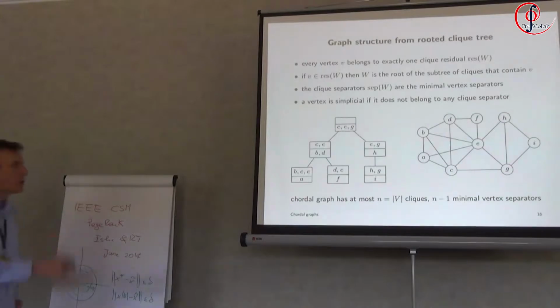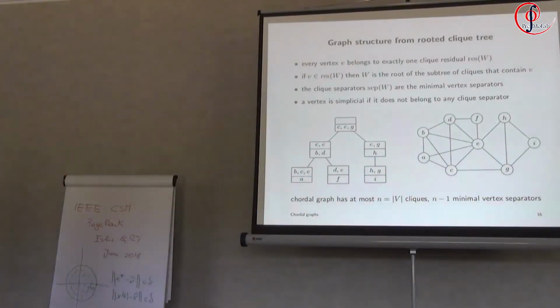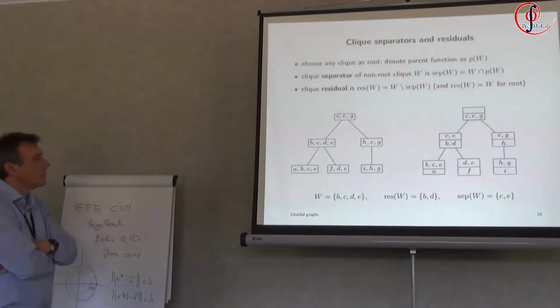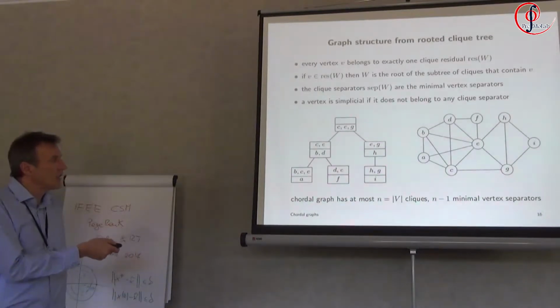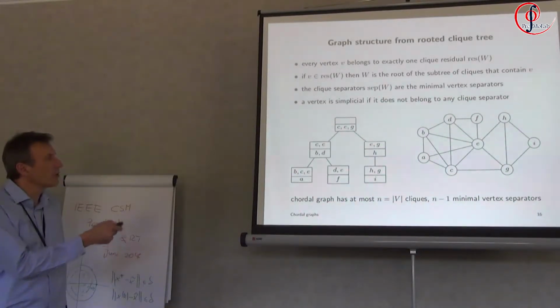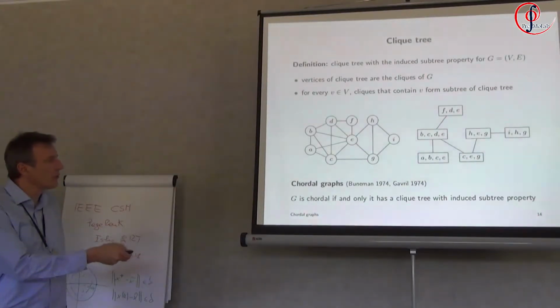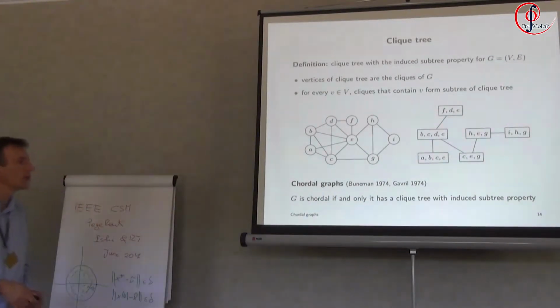So the clique tree, in other words, summarizes a lot of the structure in the graph. Each vertex in this tree is a clique, a complete subgraph, and it has this important induced subtree property. I didn't explain the construction, but later we'll see how you can construct a clique tree, and for every Chordal graph you can construct such a tree. The result I mentioned is actually necessary and sufficient: the graph is Chordal if and only if it has a clique tree with the induced subtree property.